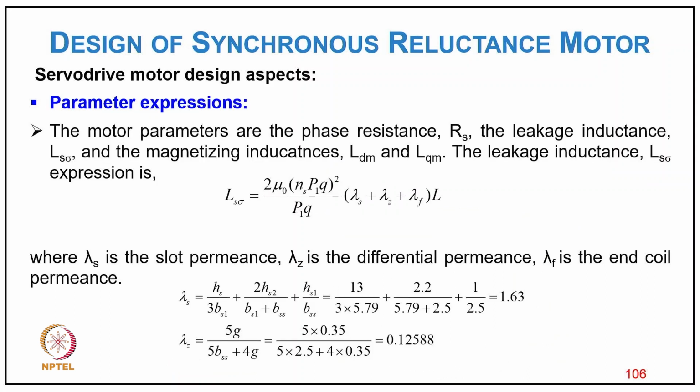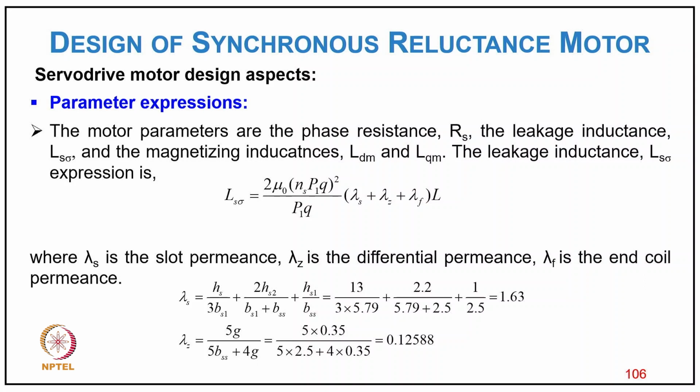Now the typical parameters expression. The motor parameters are the phase resistance RS, leakage inductance L sigma S, and magnetizing inductances LDM and LQM. The leakage inductance expression is L sigma M equal to μ0 NS P1Q upon P1Q, (λS + λZ + λF) into L. So λS is slot permeance, λZ is the differential permeance, and λF is the end coil permeance. The expression for λS is HS upon 3B1 plus 2H2 upon BS1 plus BSS plus BH1 upon BSS, putting value it comes 1.63.